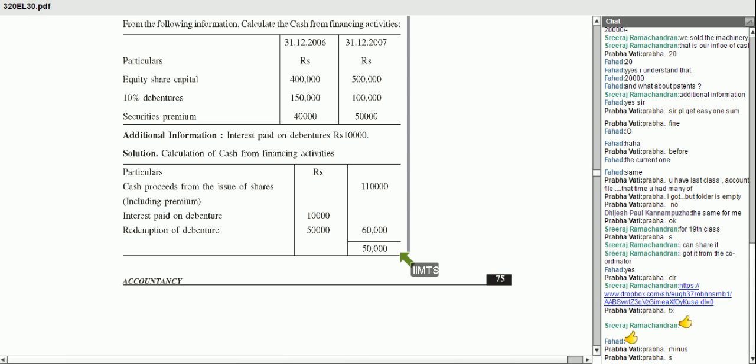Okay. So the equity share capital at the beginning of the year is 4 lakh and at the end of the year it is 5 lakh. 10% debentures at the beginning of the year is 1,50,000 and at the end of the year it is 1 lakh. And security premium at the beginning of the year is 40,000 and at the end of the year it is 50,000.